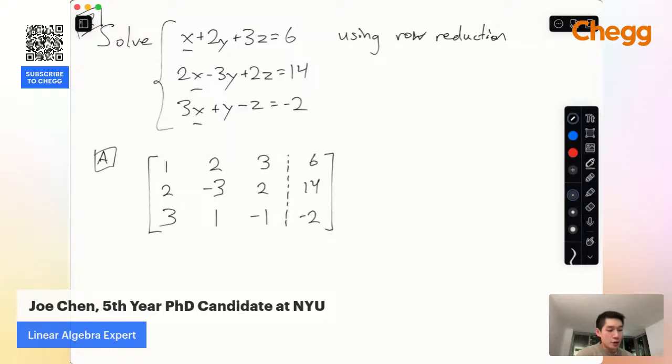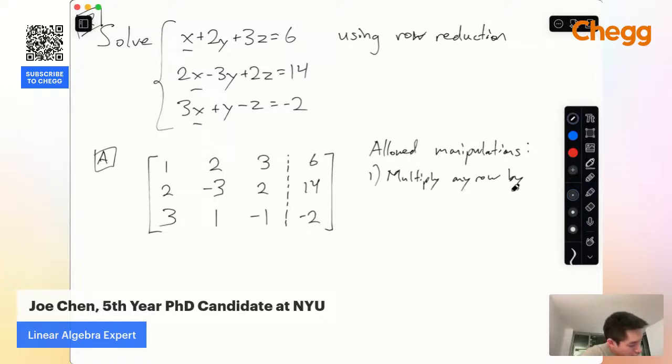And you can imagine if you were going to solve the equation above, there are some things that you can do to manipulate them that won't change the answer. For example, I can multiply any of the equations by, say, 10 or 7 or any number, and it won't change anything. So this is one thing I'm allowed to do. Allowed manipulations. One is I can multiply any row by a constant.